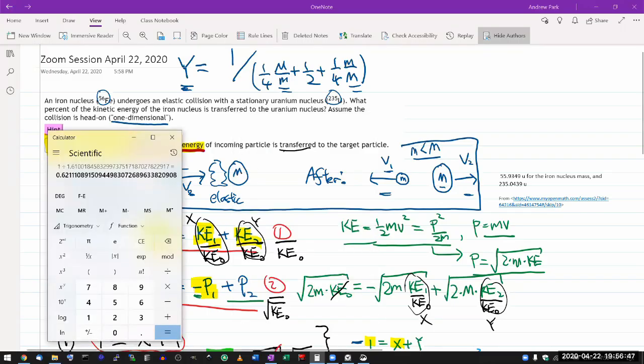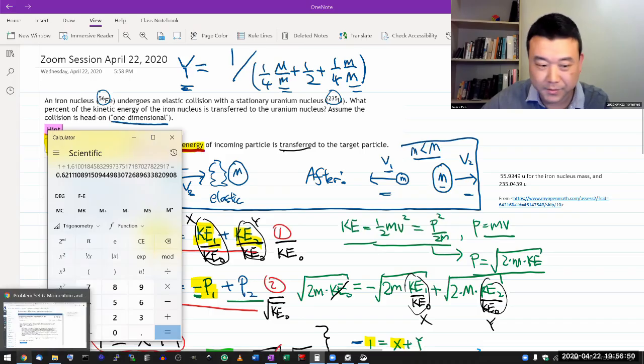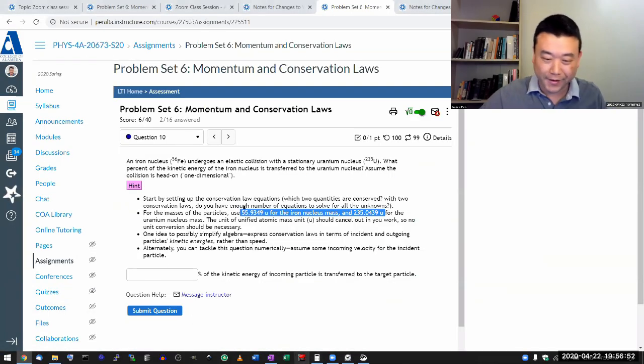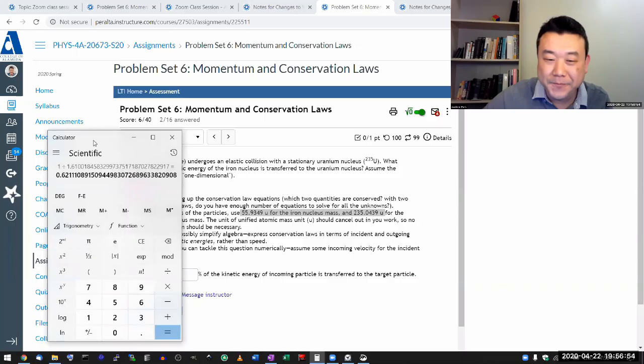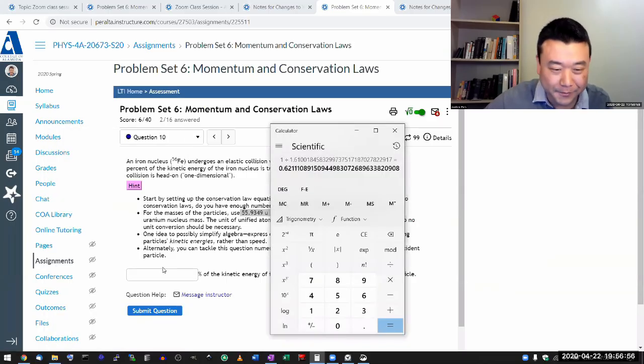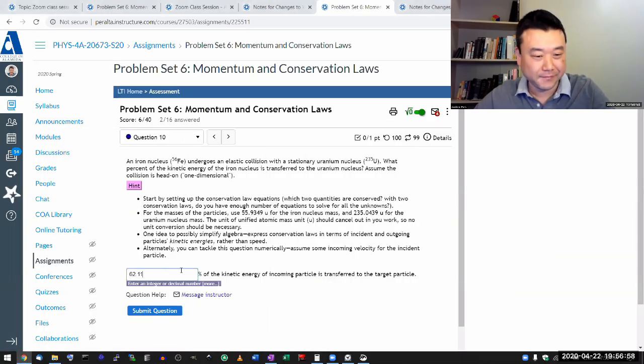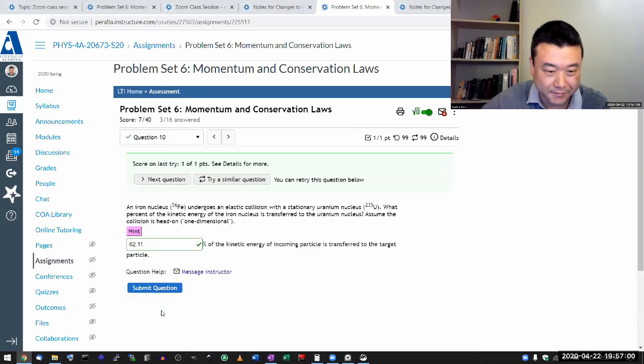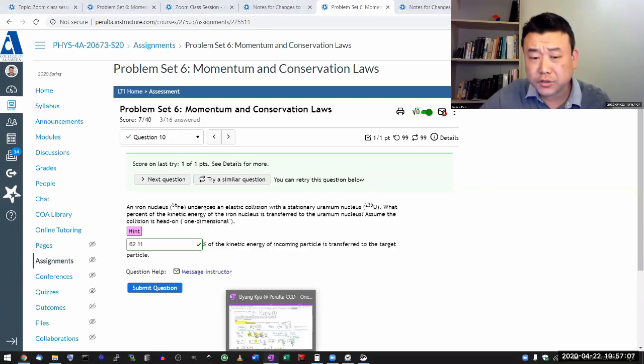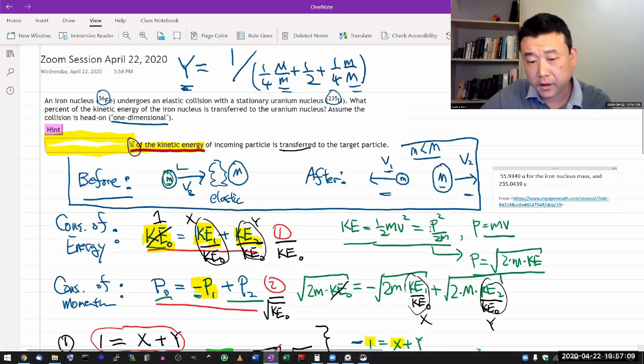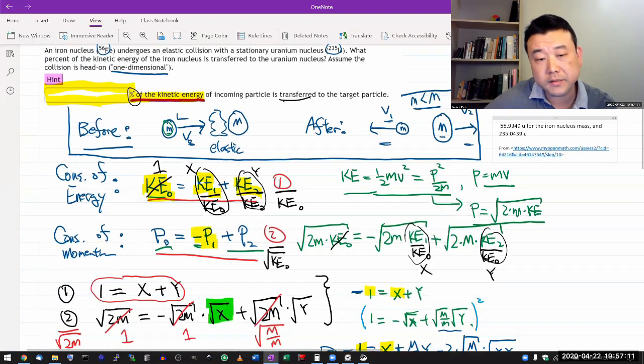I say this half jokingly, and this time it could actually be true. It could be wrong, and it would be embarrassing. 62.11%. All right, it was right. It wasn't as embarrassing. But I kind of want you to see how long and complicated this algebra was.